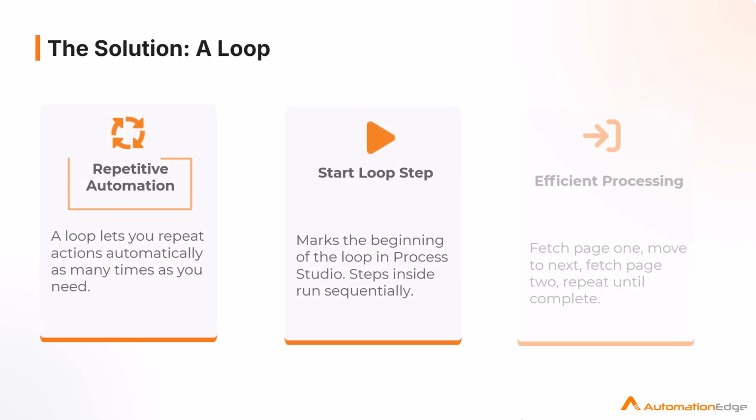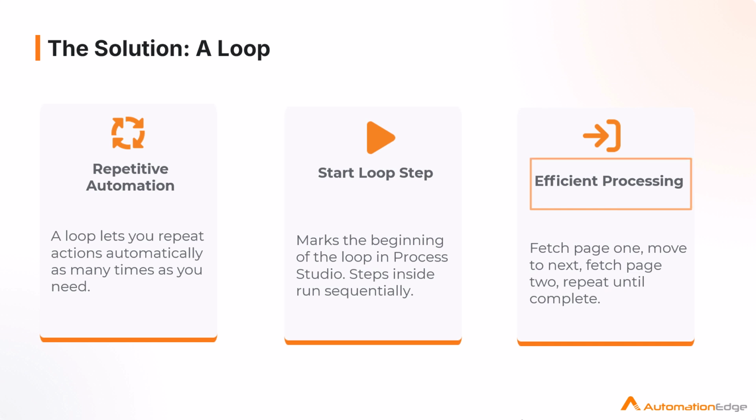A loop lets you repeat the same set of actions automatically as many times as you need. Instead of fetching one page and stopping, we loop, fetch page 1, go to next page, fetch page 2, go to next page, and so on. In Process Studio, this is done using the start loop step. The start loop step marks the beginning of a loop. Every step placed inside the loop runs as a single thread, one after another, until the loop completes.